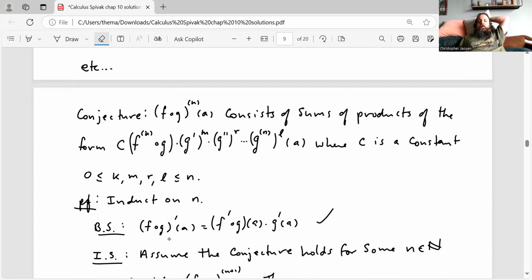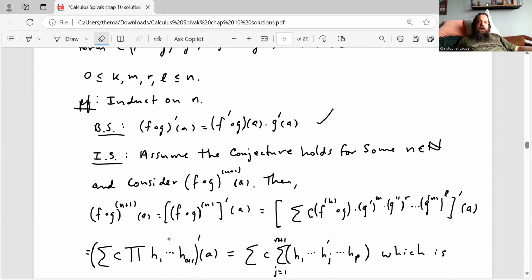The nth derivative of f composed with g at a consists of sums of products of the form c times the kth derivative of f composed with g, times g prime to the m power, times g double prime to the r power, et cetera, where c is a constant and k, m, r, l are between 0 and n. Right, so induct on n.